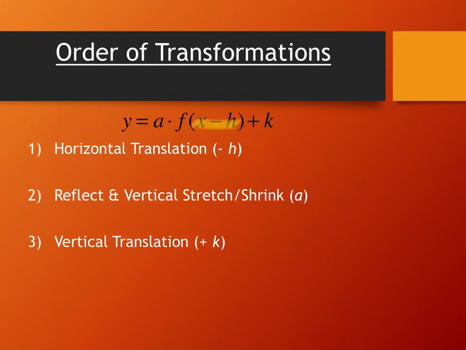That's the shift that's vertical. I'm sorry, I said it wrong. The shift that's horizontal by a negative h, so it's moving it to the right h if h is positive. And then the next one is the reflections and the stretches.